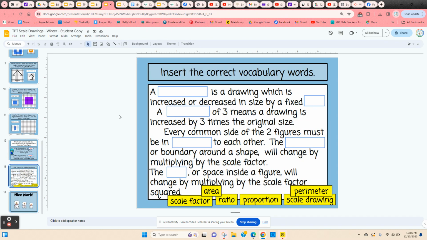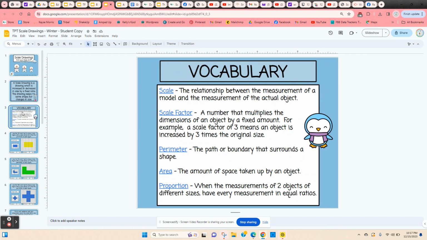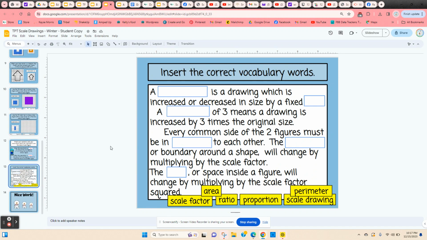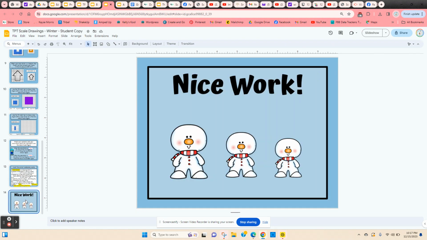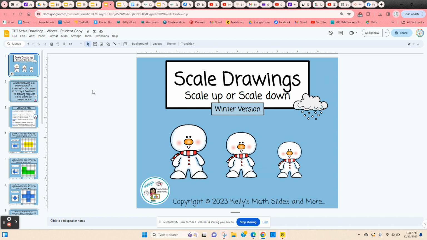Now, when they get to the final slide, they've got this drag and drop vocabulary. And if you remember, they can refer back to slide 3. They need to remember what these words mean. And they're just going to drag and drop them into the correct place in the sentence frames. So a scale drawing, they're going to click on the edge, click and hold, and then they can move it right into place. And they're going to do that with all of these terms. So this is a good reinforcement of the vocabulary of scale. They get to the end, it tells them they did nice work. So this is a digital version of scale drawings, and it's winter themed.